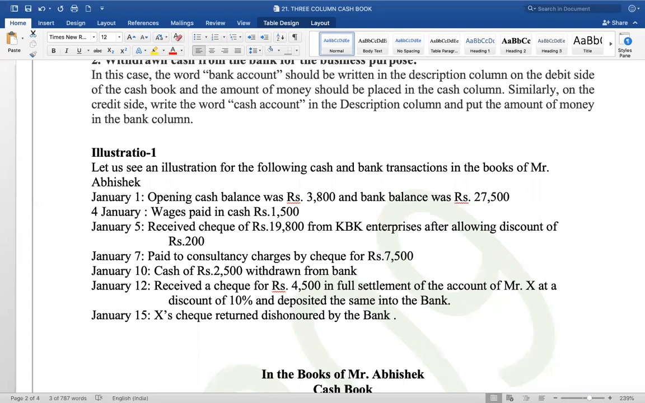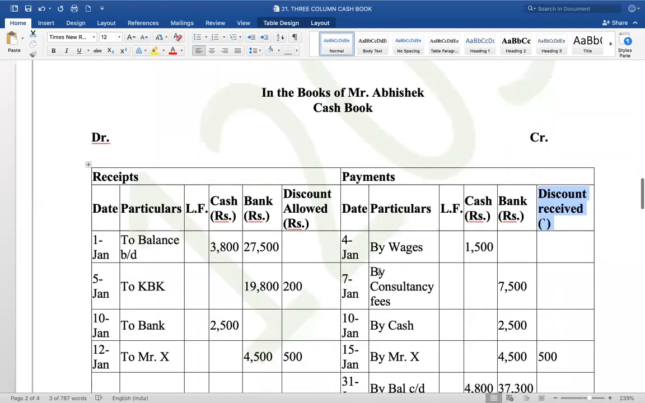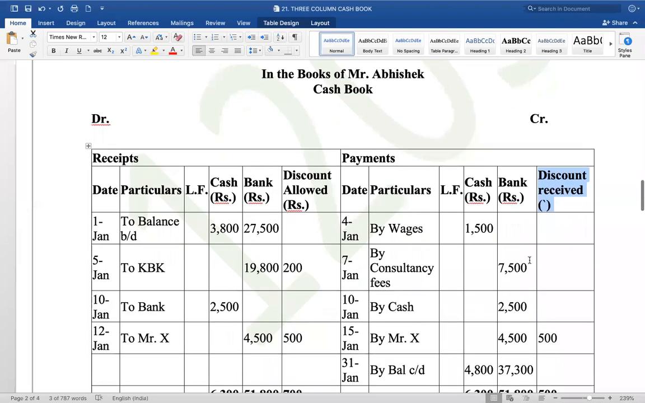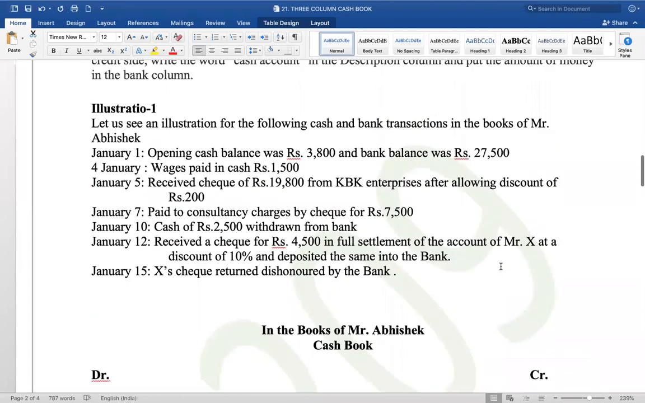Credit bank, sir. Okay. Paid. Anything that is paid, credit. Good. I think Kishore is helping you. By consultancy fee. And how are you paying? By giving a check. In the bank column, 7,500. Okay, 7,500. Next.